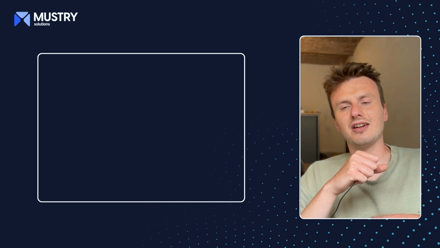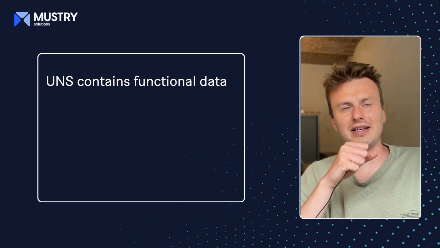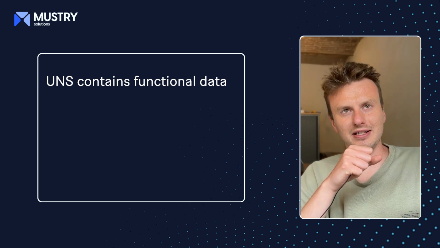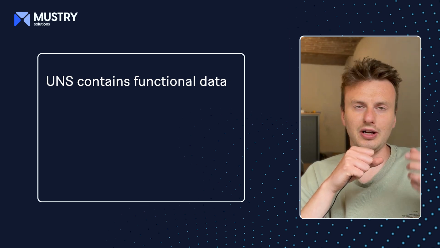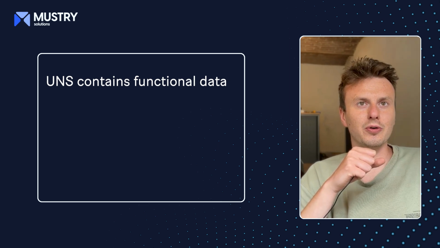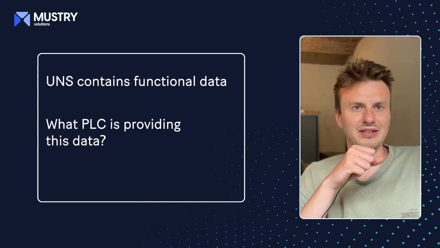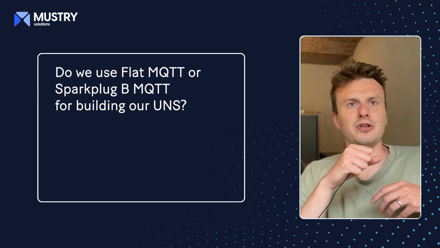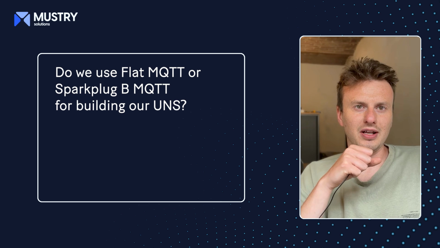The challenge that I come across often is that on the one side you have unified namespace where everything is functional, is business data, and on the other hand you still have your people in the plant that need to know on what PLC this is happening. So that's a bit of a tension that you have there, and the question arises, do we need to use just flat MQTT or do we use Sparkplug B MQTT to build our UNS, or do we use both?